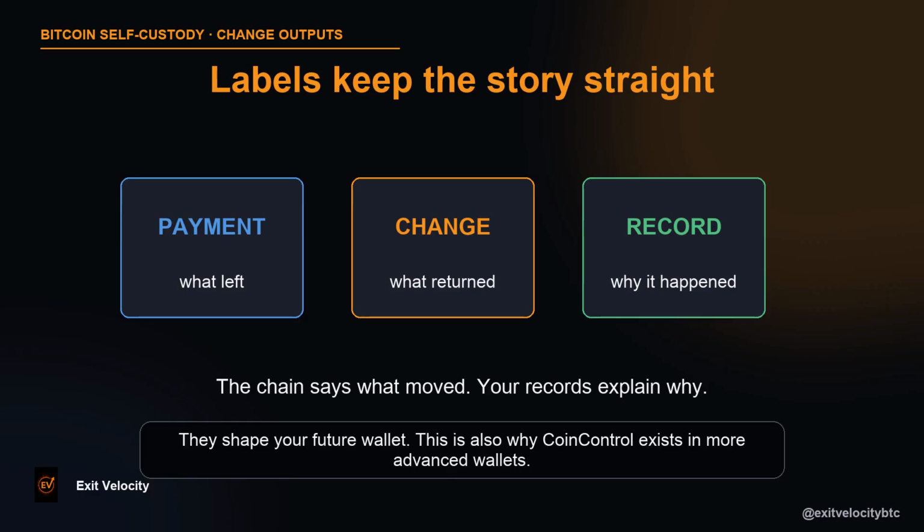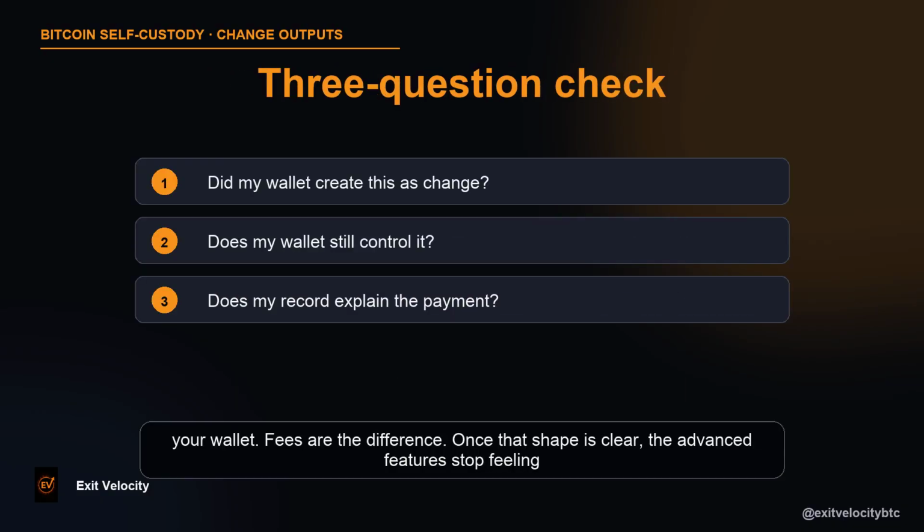Sixth receipt, change matters for fees. Every output you create can become a future input. Future inputs take space in future transactions, and transaction size affects fees. So UTXO management is not just nerd trivia. If you create lots of tiny change outputs over time, you may create a mess that is more expensive to spend later when fees rise. If you consolidate at the wrong time or in the wrong way, you can also create privacy problems. There is no one-size-fits-all rule. A beginner does not need to obsess over every sat, but you should know the mechanism. Change outputs are not random. They shape your future wallet.